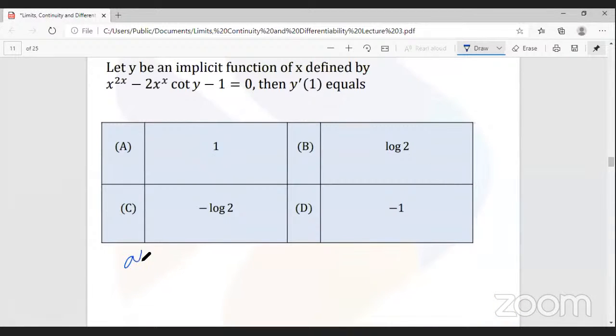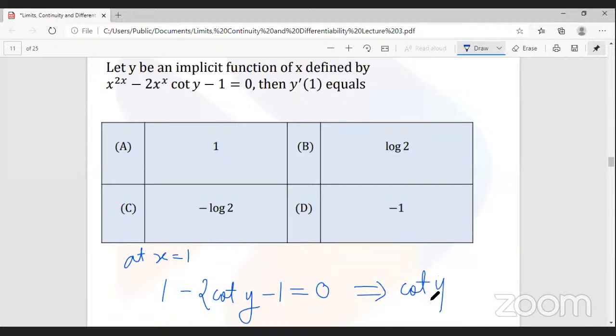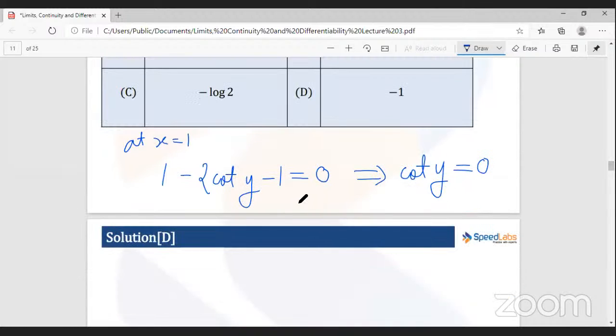So at x equals to 1, 1 raised to the power 2x becomes 1, minus 2 into 1 is 1 cot y minus 1 equal to 0. So this implies that cot y is 0. This means that y is equal to pi by 2. Okay, so this was the initial thing.